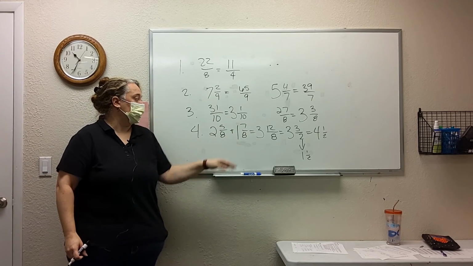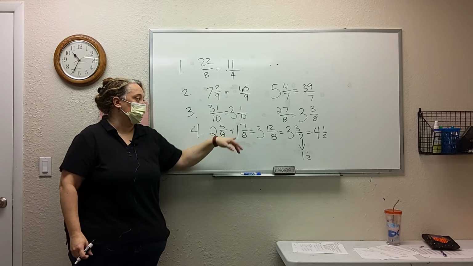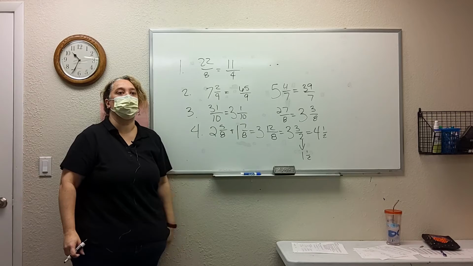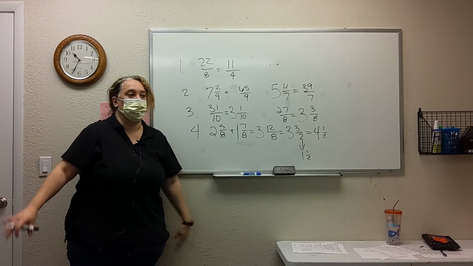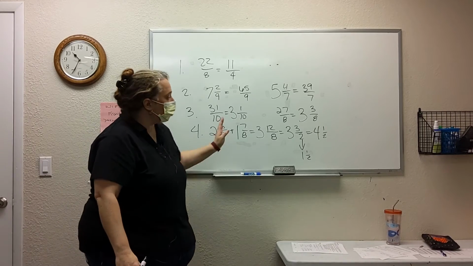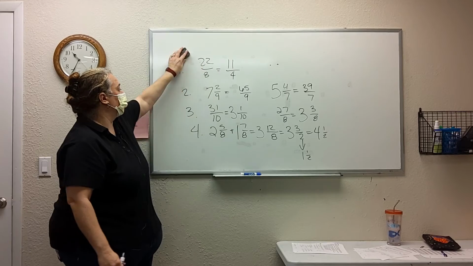And again, if you don't like that method, change these into impropers. 2 times 8 plus 5. 1 times 8 plus 7. And then add. And then change it back into a mixed number at the end. Okay, whichever way your brain wants to do it is fine. As long as you get to 4 1/2, we're happy. All right.